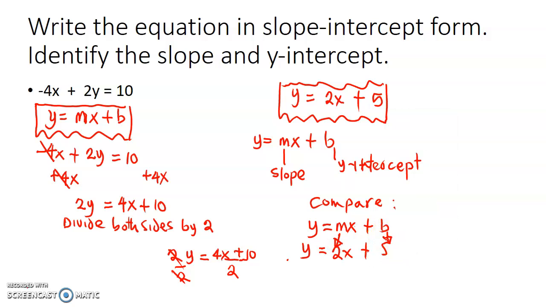Now, before you compare, you must make sure that the equation that you have generated is exactly like what we have in the general form. The operations apply. So my slope m is equal to 2 and my y-intercept b is equal to 5.